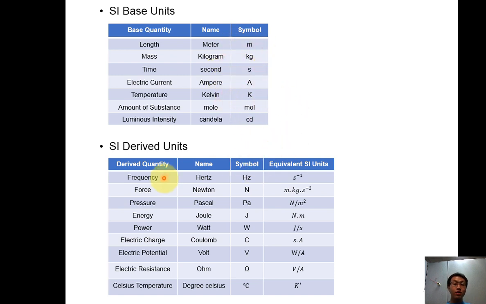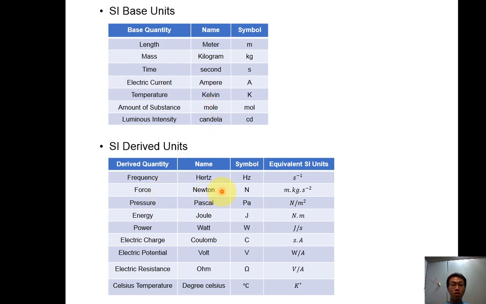A derived unit is something we can combine together and derive. For example, frequency. The name of the unit is hertz, symbol Hz. We can derive it as s to the power minus 1, which is equivalent to 1 over s. The base is second, but 1 over s becomes hertz. That's why we call it a derived unit. It is derived from the base unit. A base unit cannot be derived, okay?